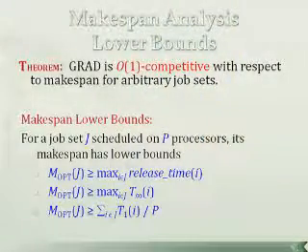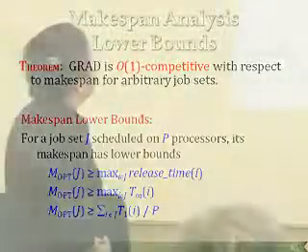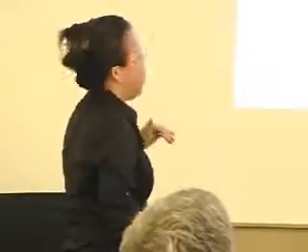So to conduct the makespan analysis, we want to compare our scheduler with offline optimal, but in this case, offline optimal is NP-hard. So instead, we compare it against theoretical lower bounds. We apply 3 lower bounds here. First is the maximum release time of all jobs in the job set. Second is the maximum span of all jobs in the job set. And finally is the total work divided by P.